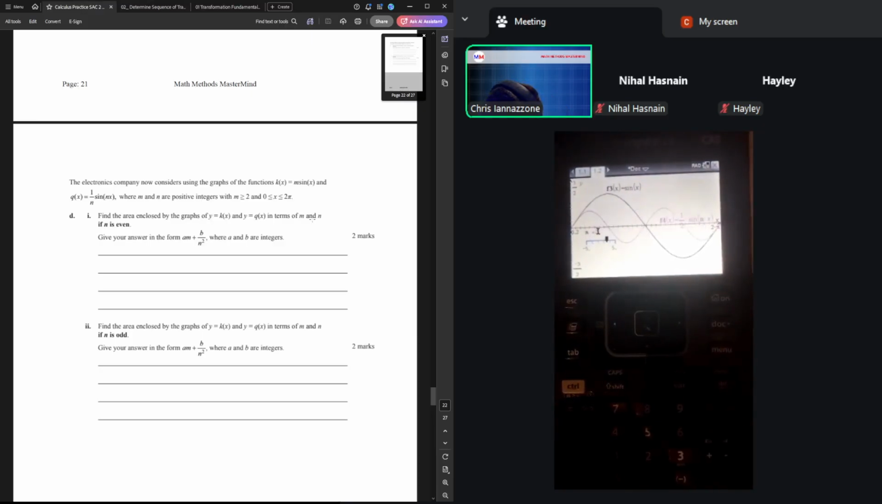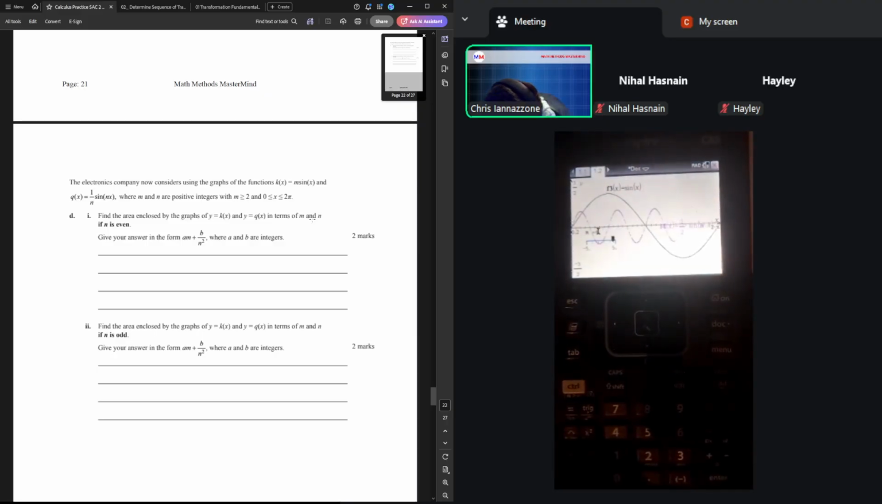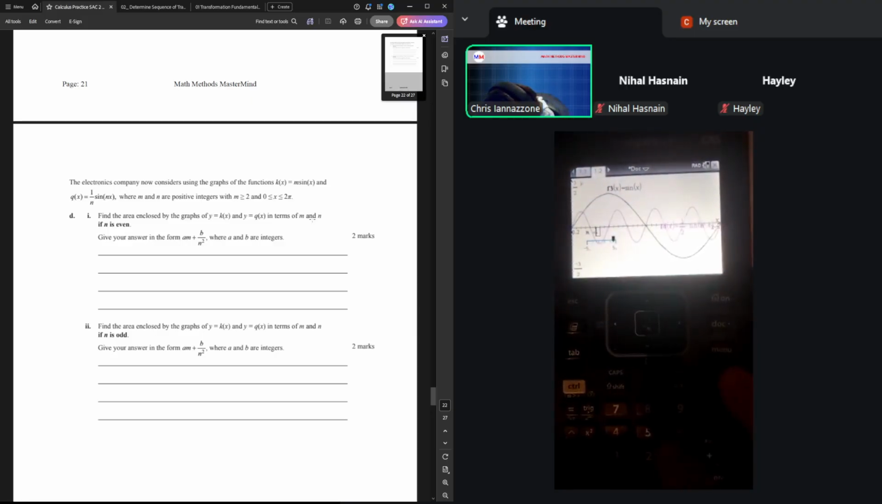If we test all our evens, we're going to see a very similar thing. So we have two half cycles there. 1, 2, 3, 4 half cycles for n is 4, and probably 6. 1, 2, 3, 4, 5, 6 half cycles for that.